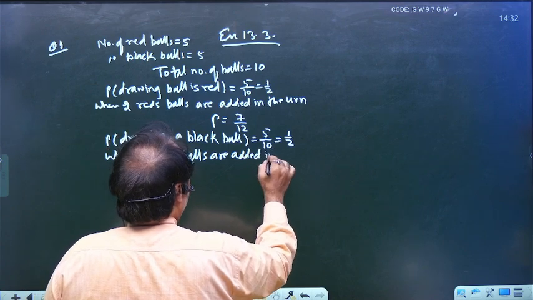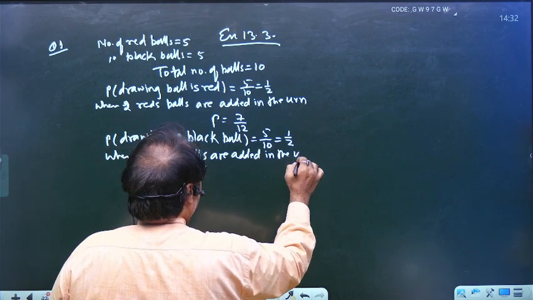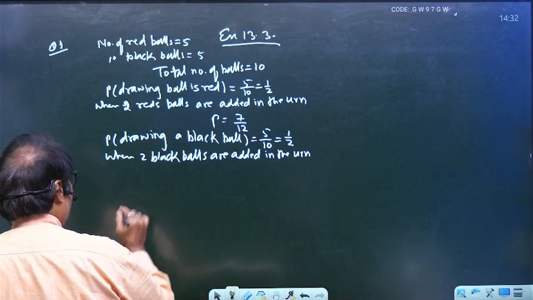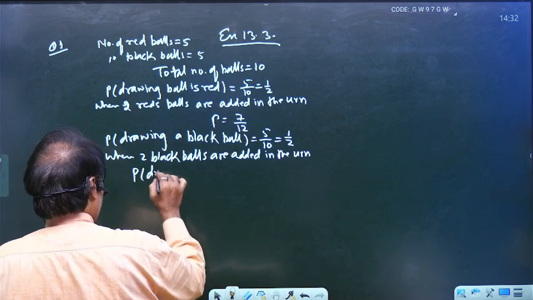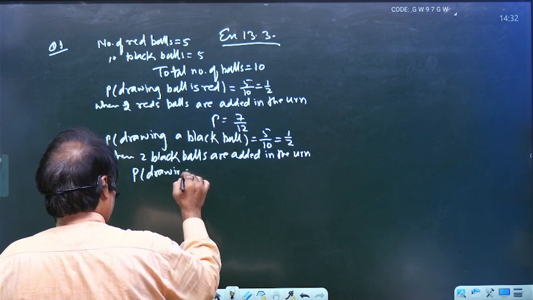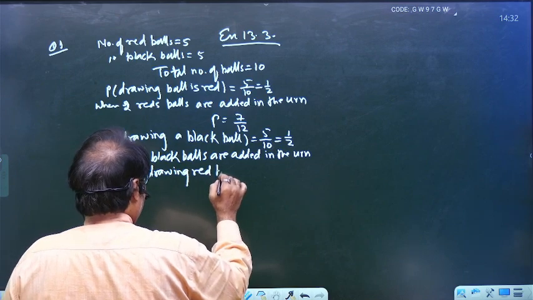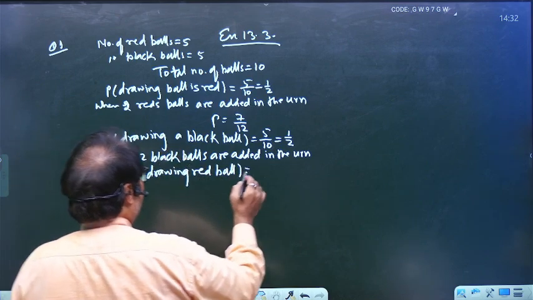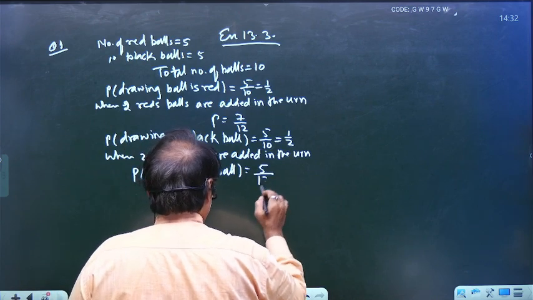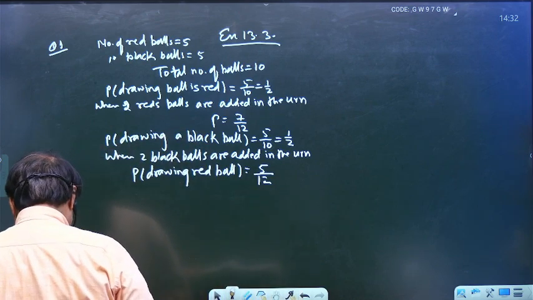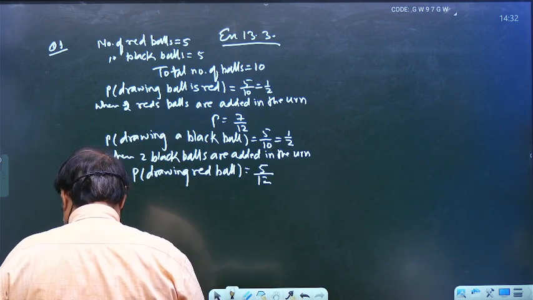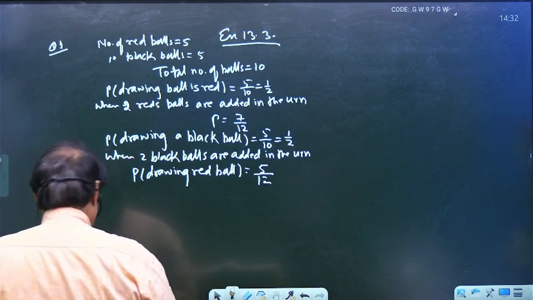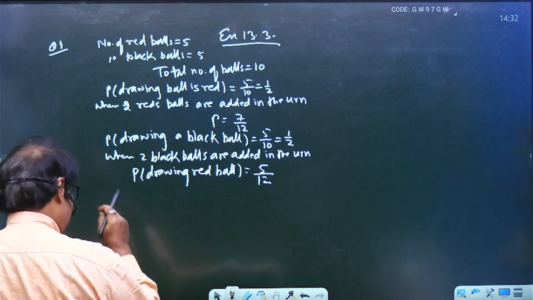In the urn, then the probability of drawing a red ball, we have to find the red ball only, is equal to, in this case, the red ball will remain the same, 5/12, right? So according to the probability of drawing the second ball, okay, so drawing the red ball is done.